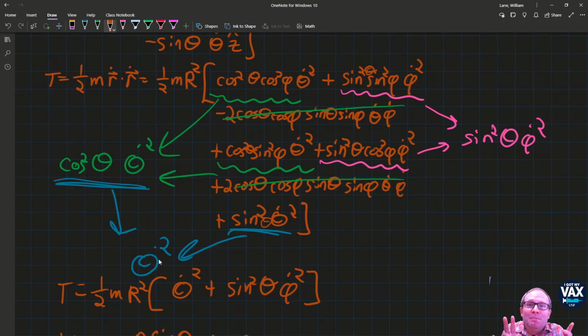Right, there will always be some sort of sine squared plus cosine squared equaling 1 in these problems. Because the thing is, the physics should be simple, right? The end result should be simple, mathematically elegant. And that's what you're doing. You're getting to that mathematically elegant part.